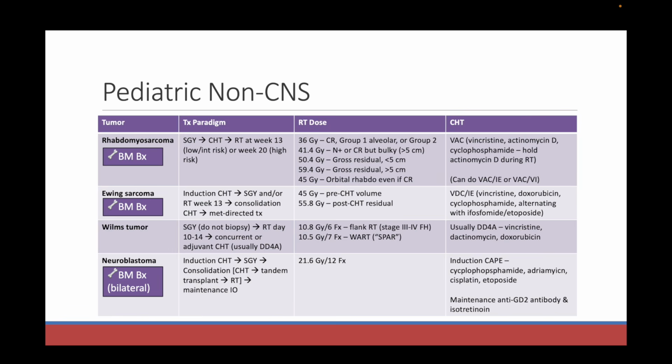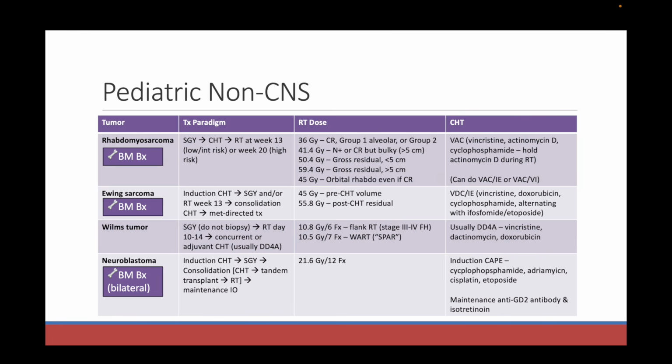So remember the sarcomas, right? Rhabdomyosarcoma, Ewing sarcoma. These are soft tissue, often bony-based tumors. So they're, of course, going to get a bone marrow biopsy. And neuroblastoma is a very aggressive neuroendocrine tumor. So we need to get a bone marrow biopsy for neuroblastoma as well.